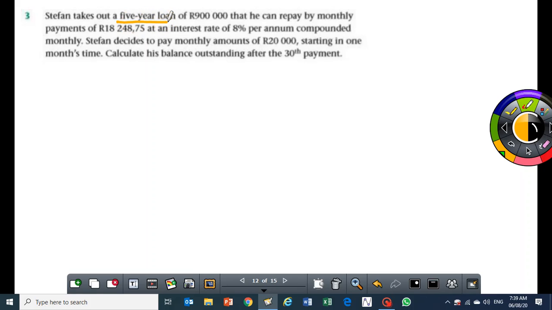Okay, it's a 5-year loan of 900,000, and it has to be repaid. Initially, based on the paperwork which was signed, she was supposed to pay 18,248 rand and 75 cents. Then the interest rate was 8% per annum compounded monthly, and then she decided to pay 20,000 rand instead of the 18,248 and 75 cents. Right? So the question says, calculate the balance outstanding after the 30th payment.